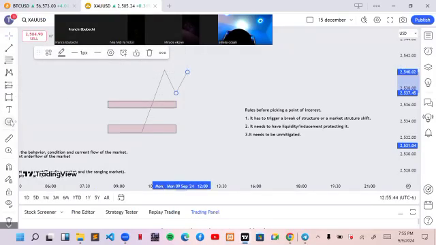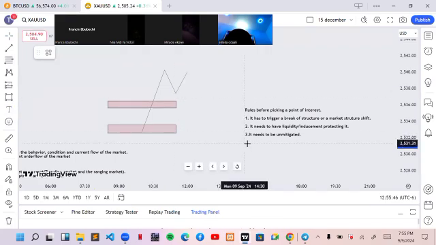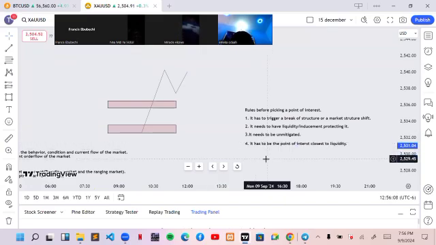And then the fourth rule is it needs to be the point of interest closest to liquidity. Now, what do I use as my liquidity inducement?